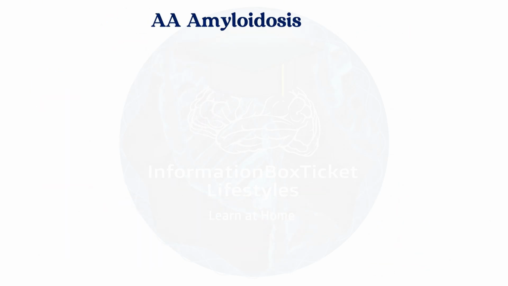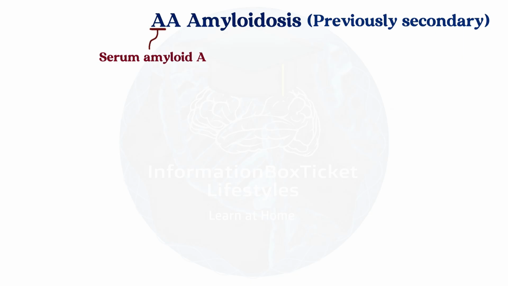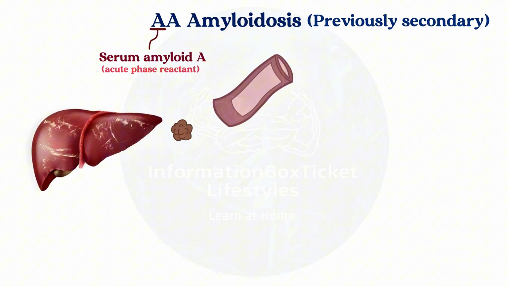In AA amyloidosis, which was previously called secondary amyloidosis, the misfolded protein originates from serum amyloid A. Under normal circumstances, serum amyloid A is a correctly folded protein and acts as an acute phase reactant, meaning it is released into the bloodstream by the liver during inflammation.